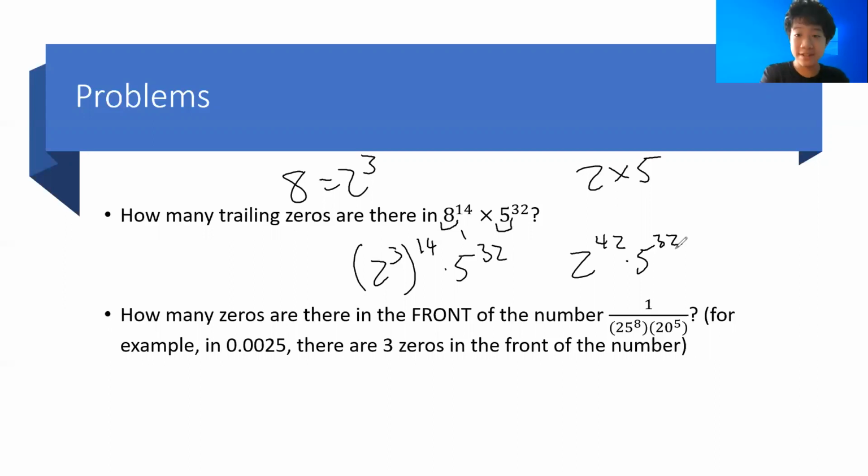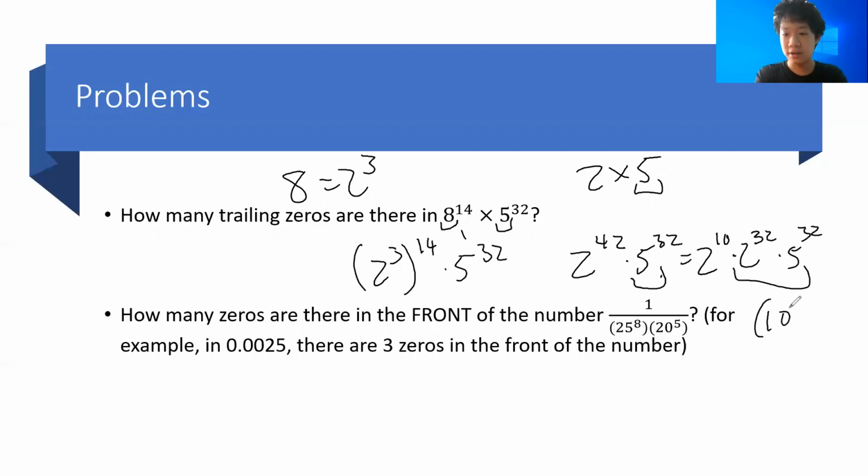Well, obviously 5 is the limiting factor here, because we only have enough tens as long as we can have a 5 to pair with a 2, right? 5 is like the maximum. So basically, we could prove this by splitting up the 2 to the 42 into 2 to the 10 times 2 to the 32 times 5 to the 32. These two, we can reverse distributive property, 10 to the 32 times 2 to the 10.